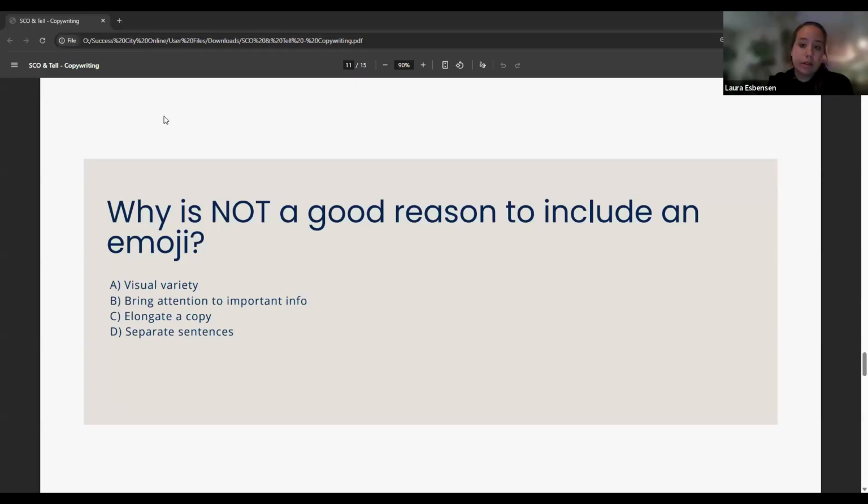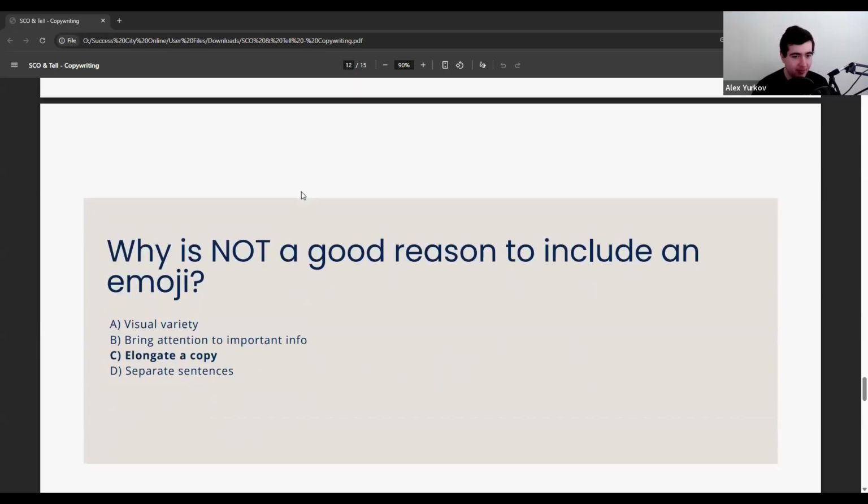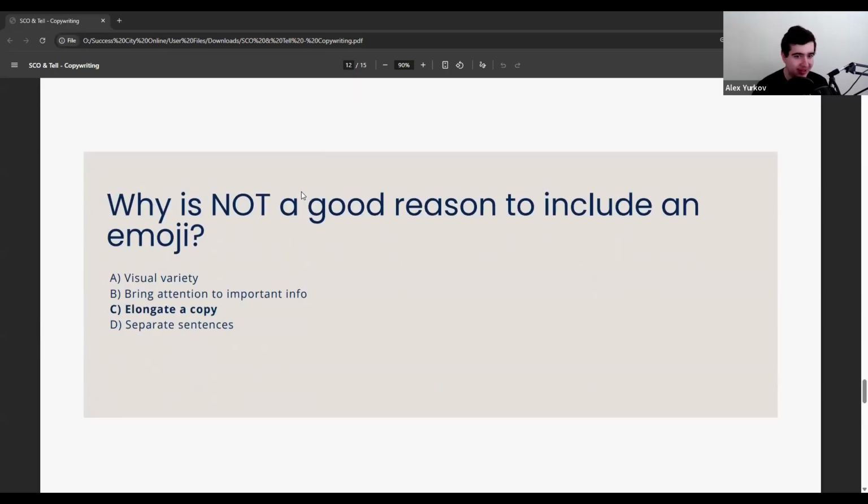I was going to say C, elongate a copy. Yes, that is not something we want to strive for with copies. We want them to be short and sweet, so elongating them is a bad reason to include emojis. Like, oh, this is way too short, let's add emojis to make it longer. It's probably one of the few reasons you should not use an emoji.